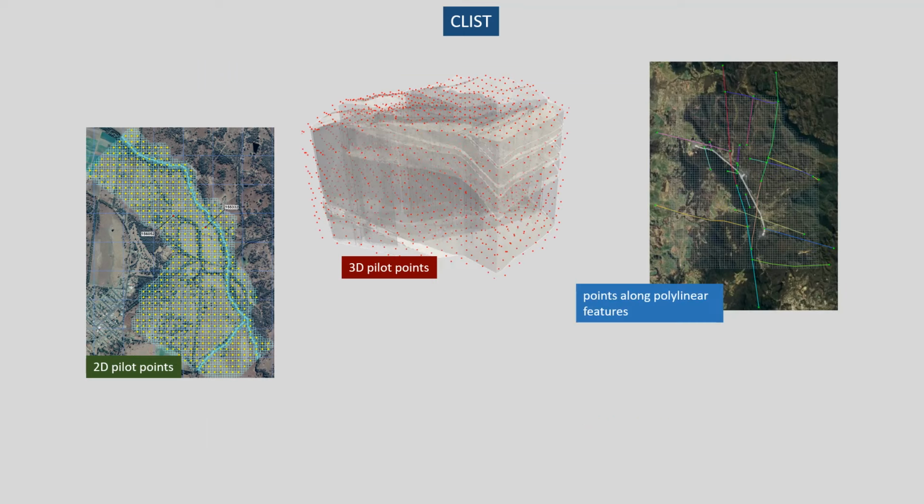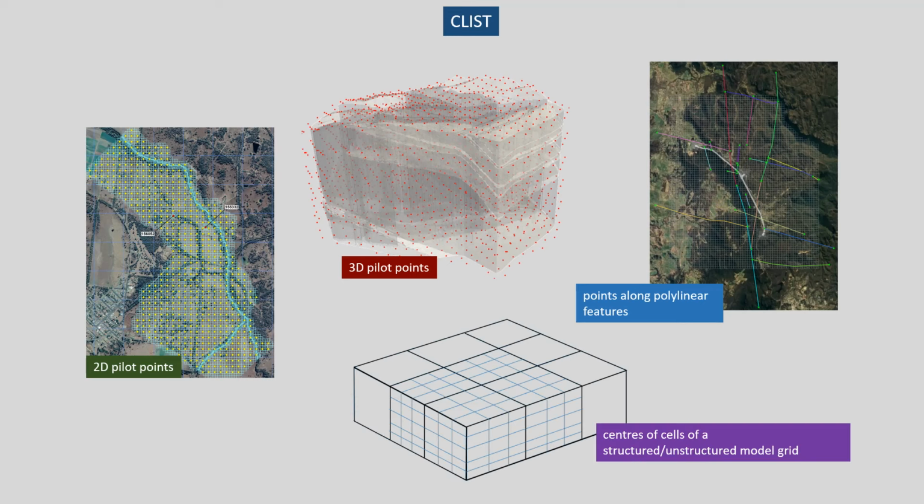So a C-list can represent a 2-dimensional array of pilot points, a 3-dimensional array of pilot points, the segments of a polylinear feature, and very importantly, the centers of cells of a structured or unstructured model grid.